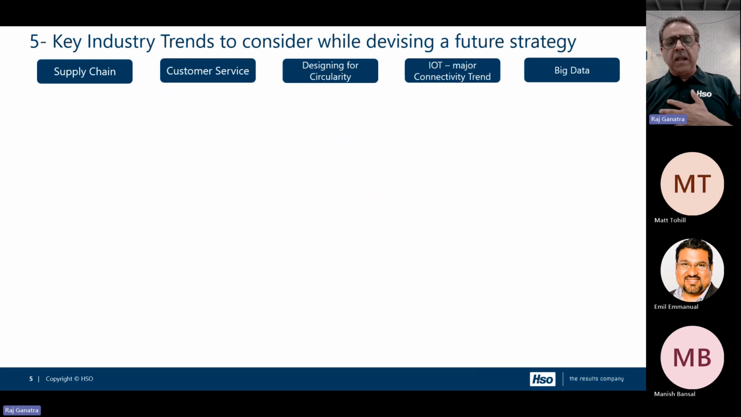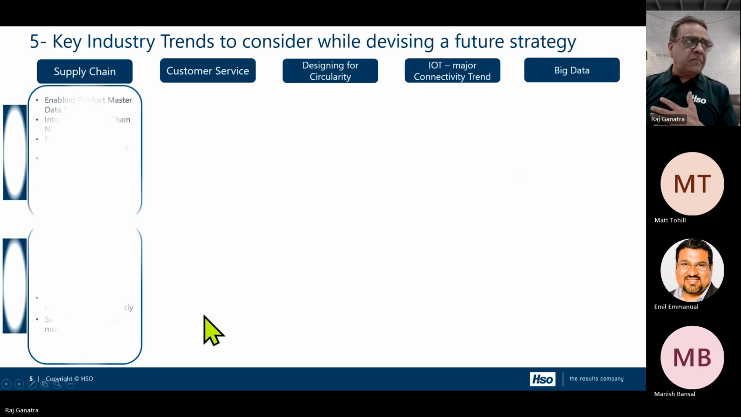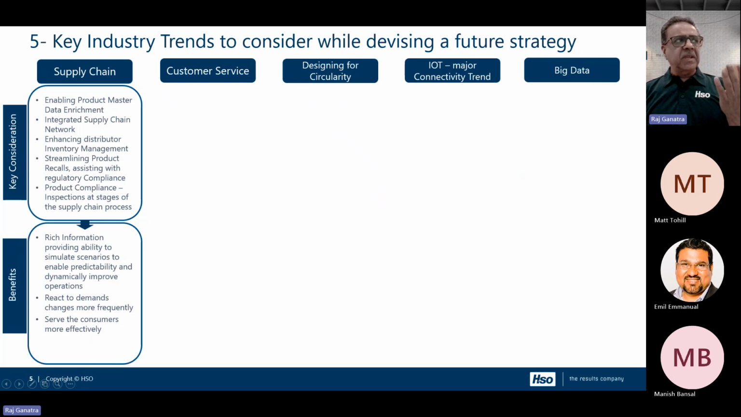Now let's double click on supply chain. Some of the key considerations organizations need to look at is how they invest in digital traceability to gain comprehensive visibility of their assets, which simplifies managing inventory, product compliance, improves communications to their customers with product information, and in addition, enables organizations to make effective decisions.